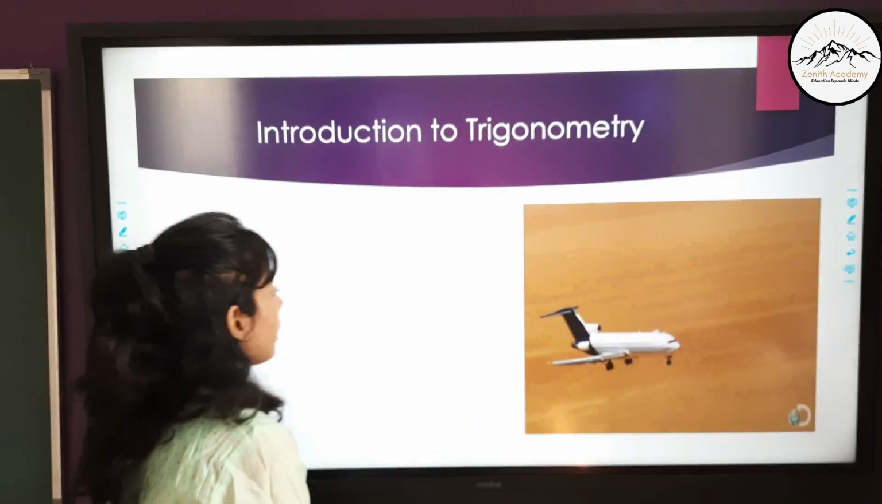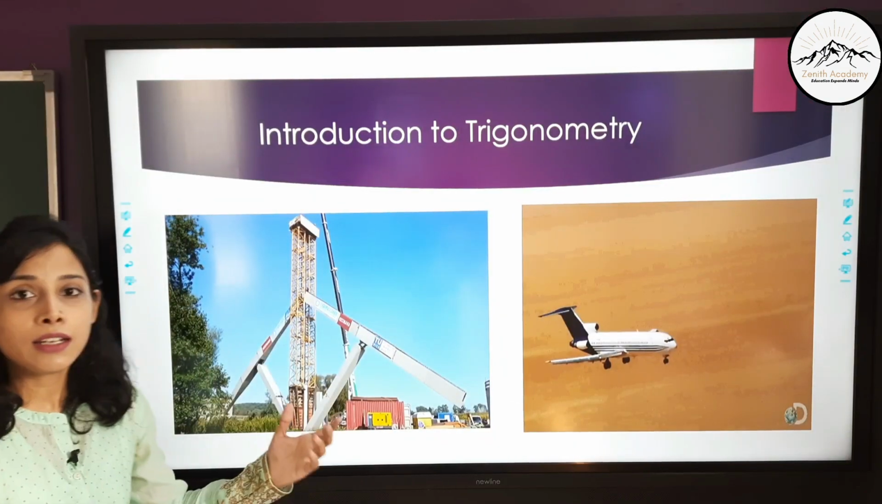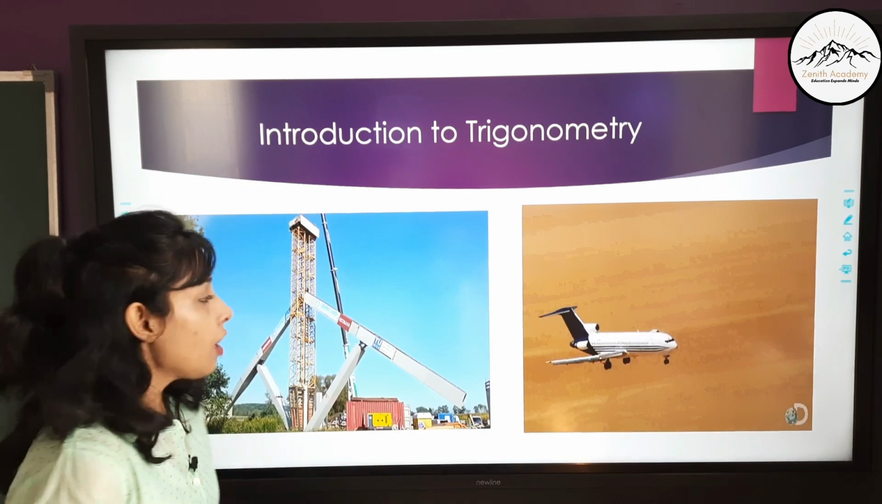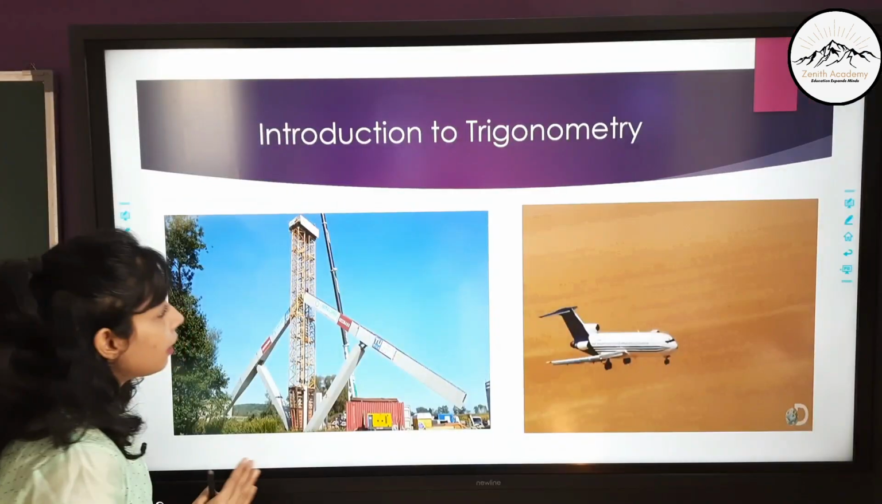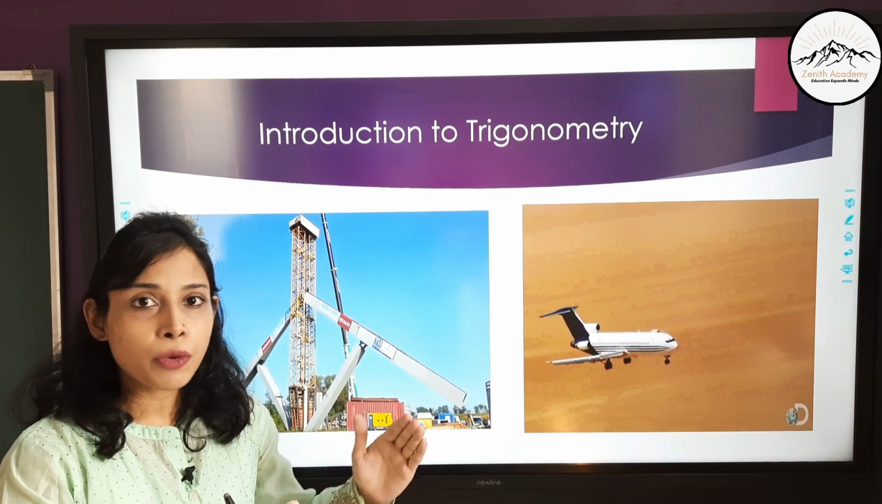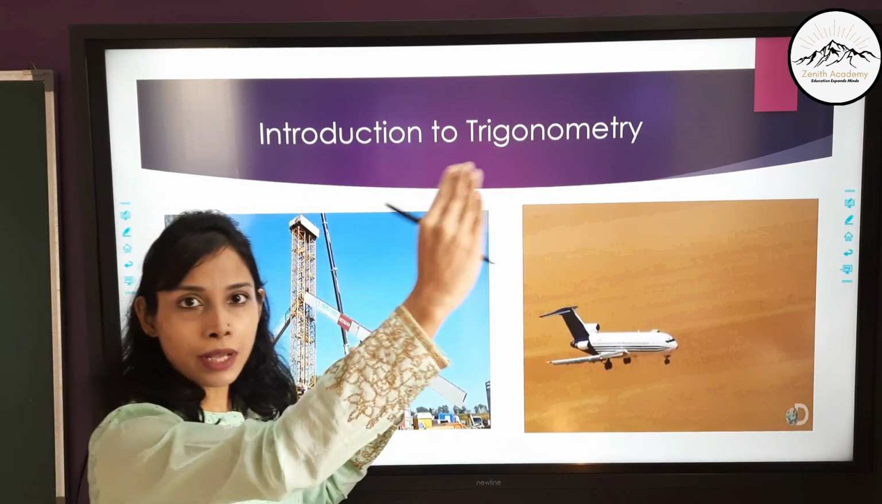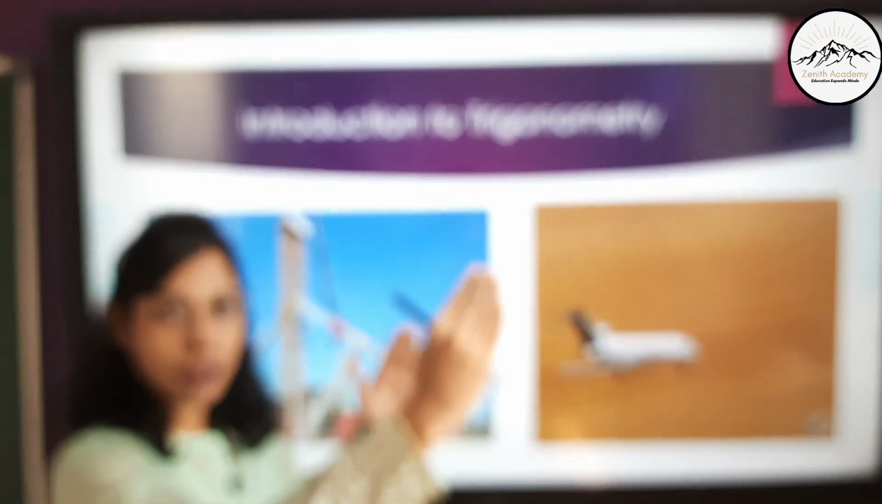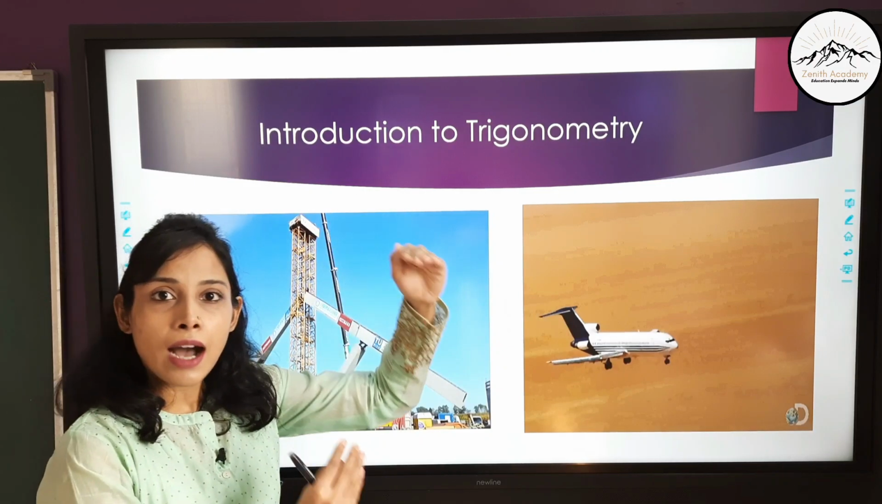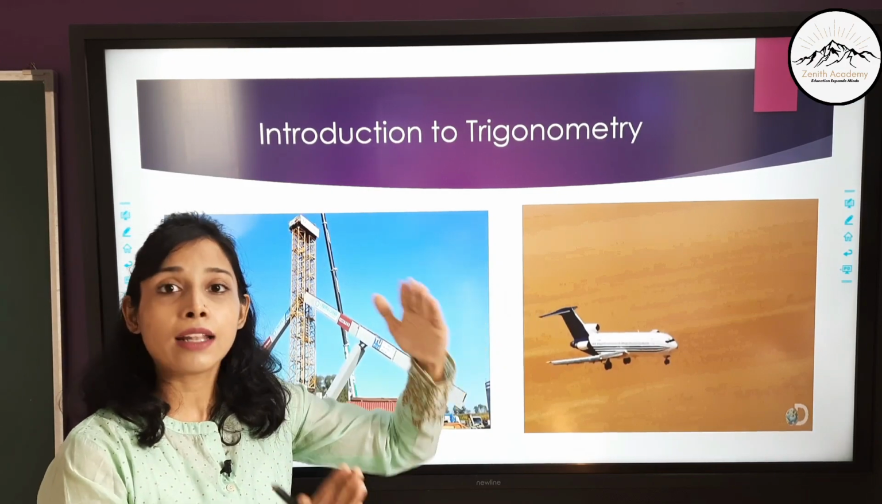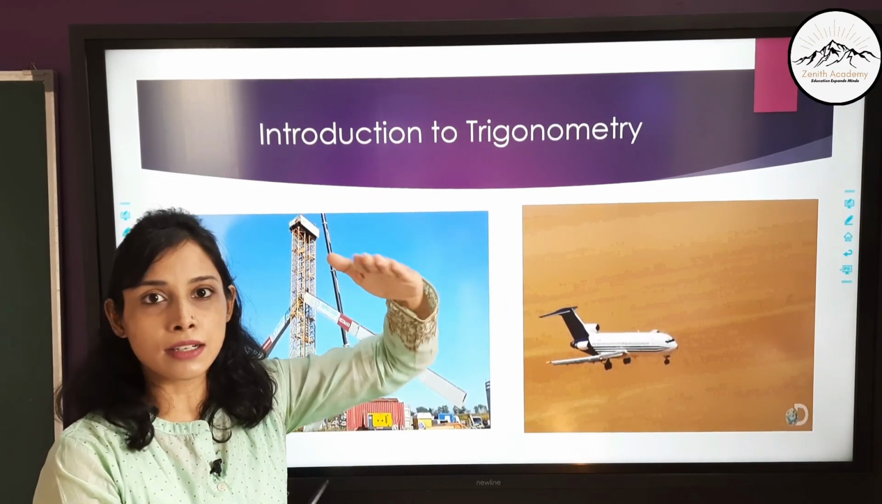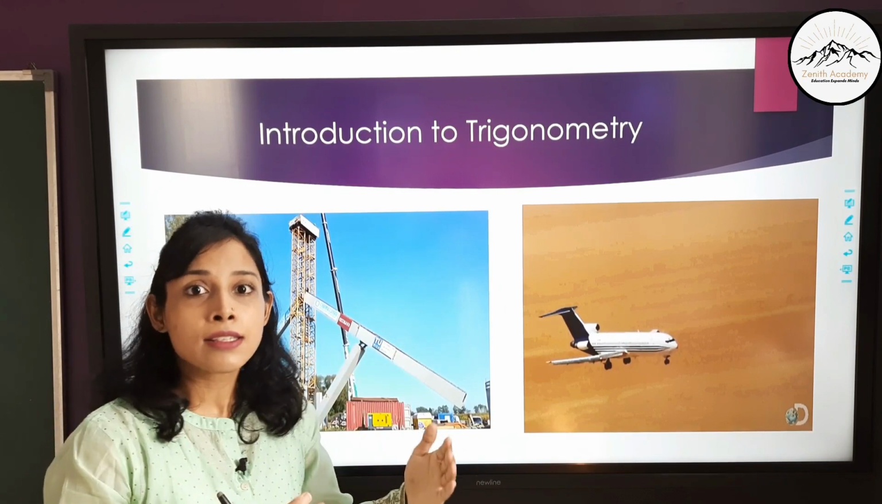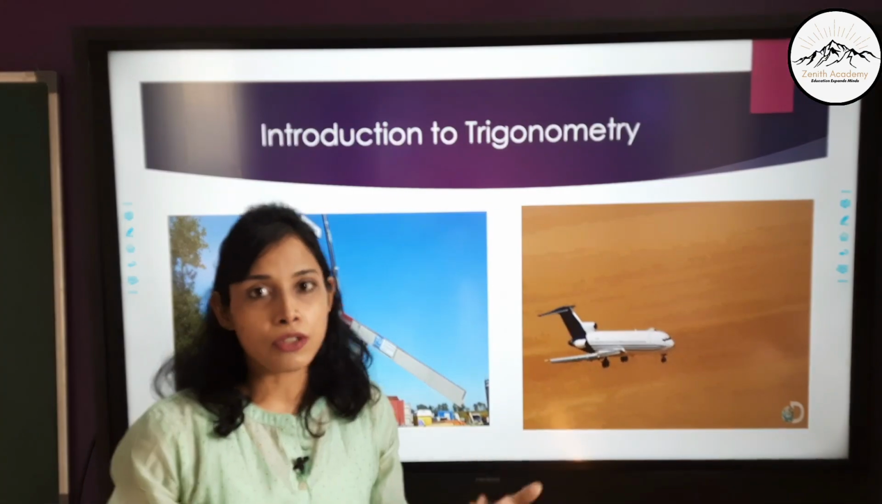Similarly, if we take other examples, we have seen the construction of a bridge. So if you see clearly here, while constructing a bridge, certain pillars are created. First they are at a certain height and certain distance, and they need to be inclined at a certain angle. And for this, we require trigonometry.